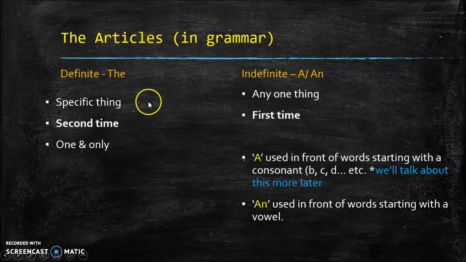So when we're talking about articles, we talk about definite articles or the, and indefinite articles. Remember that the describes a specific thing, something that there is one and only one of. The indefinite article can describe any one thing, right? So when you're talking more generally. We'll also use the indefinite article when you mention something the first time, and the definite article when you mention that same thing a second time.